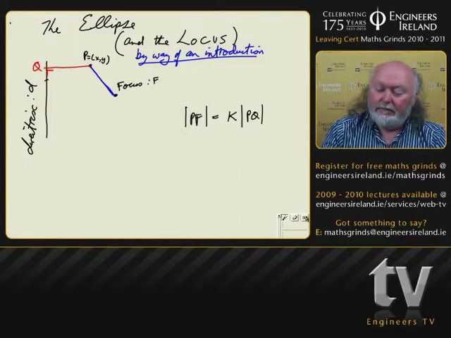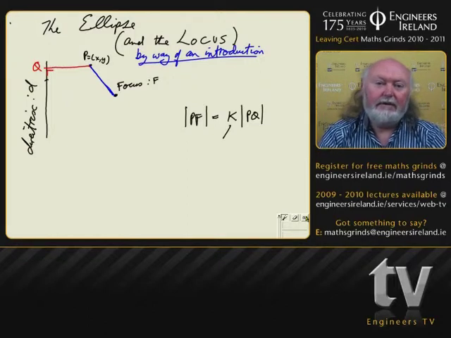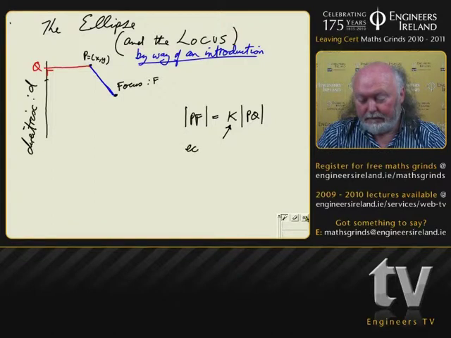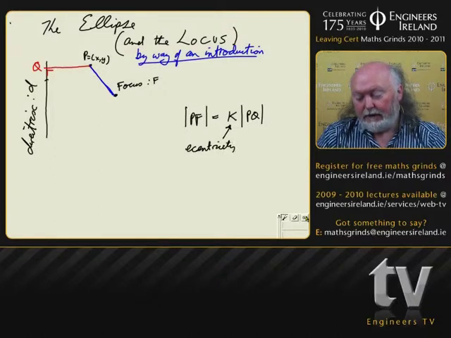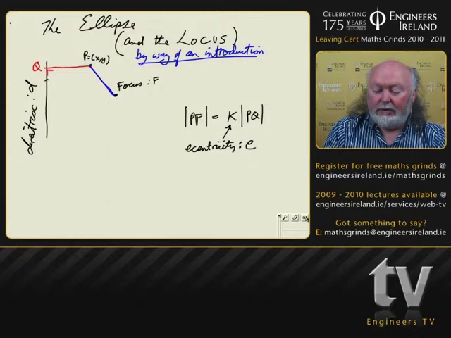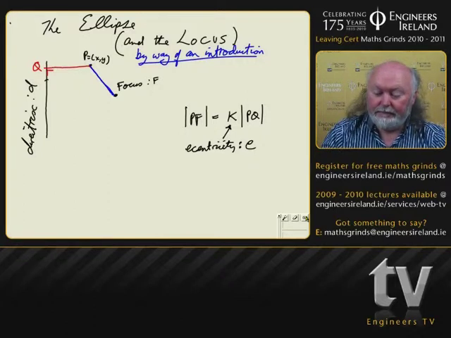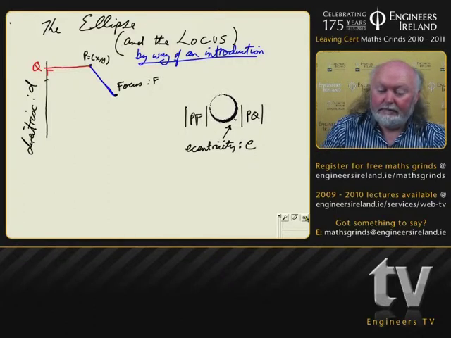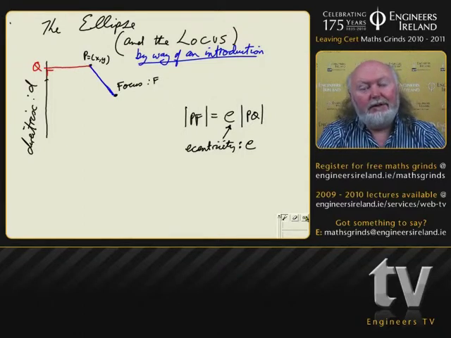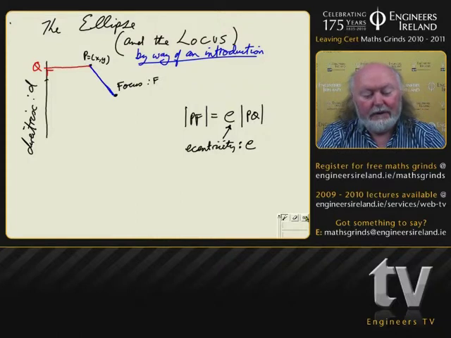This time, the constant itself has a special name. It's called eccentricity. And it's normally called E. So instead of calling it K here, we'll put in an E. Other than that, we're facing the same kind of problem that you have experience in already.